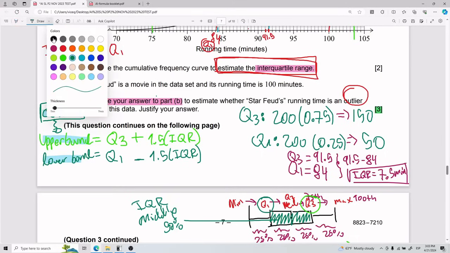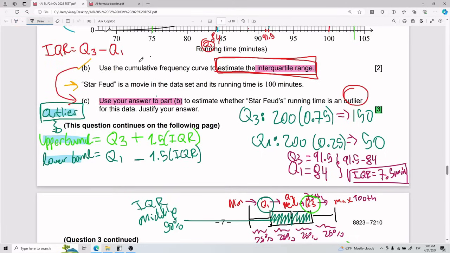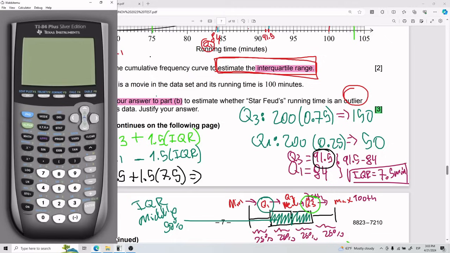Anyways, so the formula for upper bound, for real this time: you have your Q3, which is 91.5. And because it's upper, we will be adding 1.5 times IQR. IQR we said was 7.5. So your upper bound ends up being, let's double check, 91.5 plus 1.5 times 7.5. That looks fine to me.